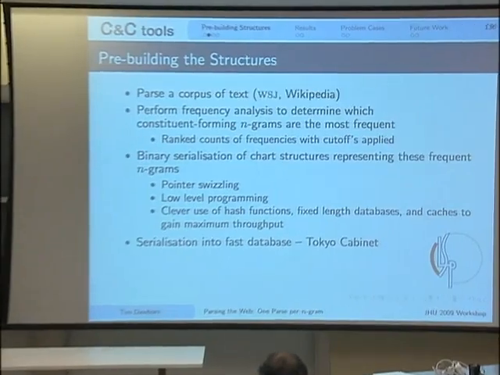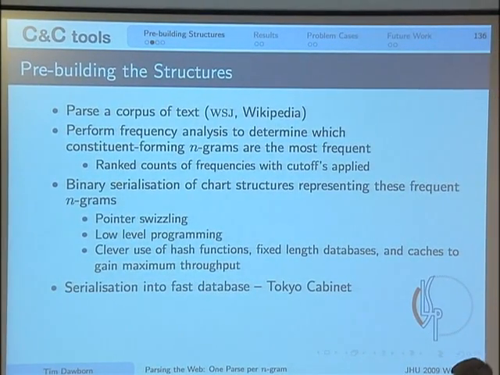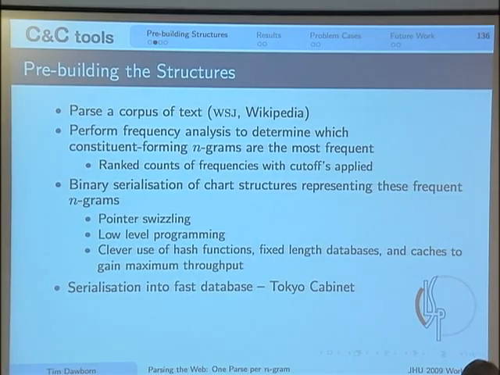And so the overall structure of how we do this one parse per n-gram is that we parse some corpus of text, be it the Wall Street Journal or Wikipedia, and we then perform some frequency analysis on these chart structures to determine which constituent forming n-grams are the most frequent. We do this with a rank set of counts and 2 sets of frequency cutoffs. By doing this, we hope to eliminate n-grams which appear only once, very low probability ones, so we don't get noise in our databases.